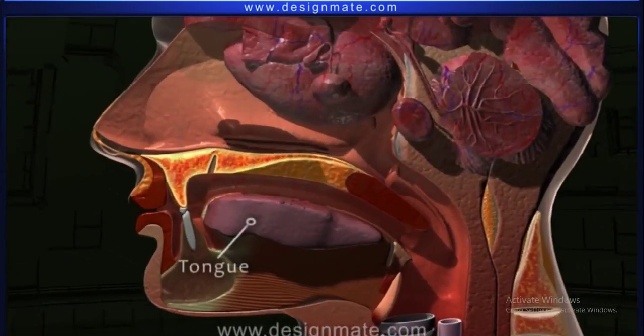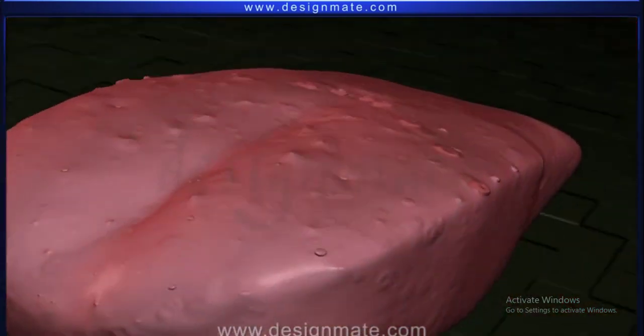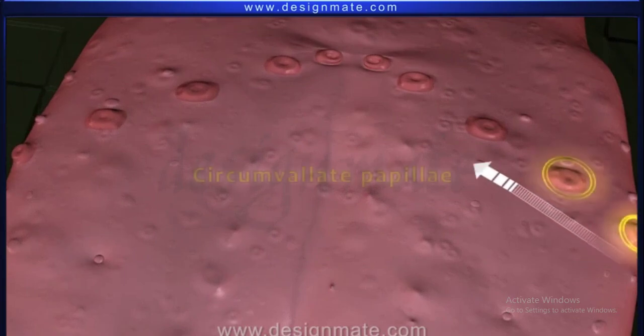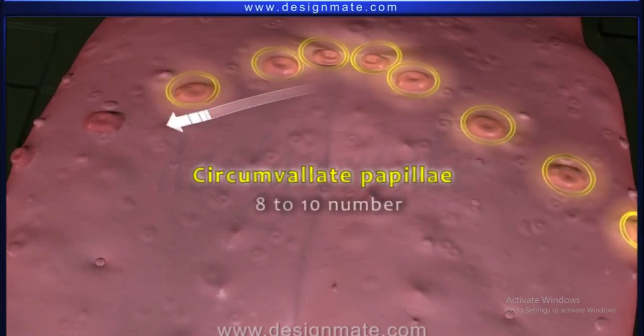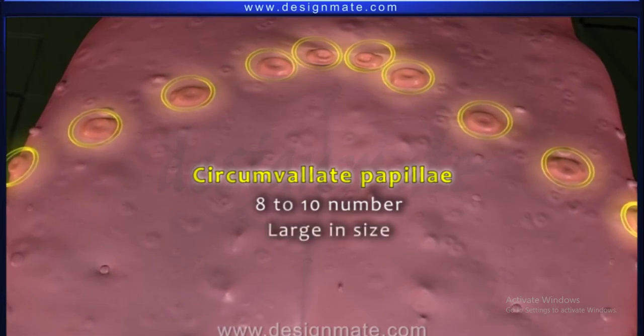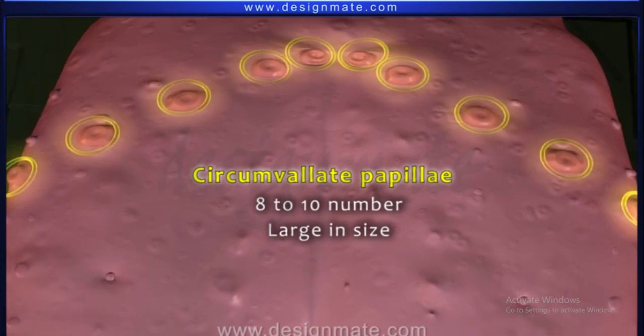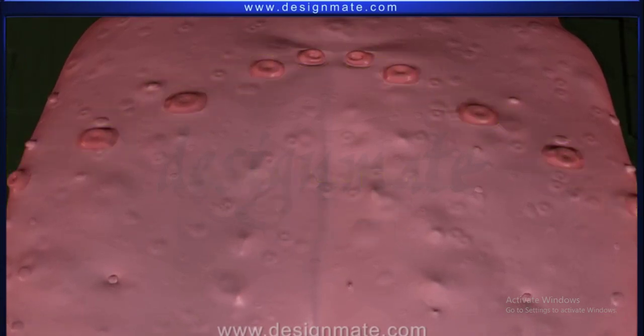Tongue is a thick musculosensory organ on the floor of the buccal cavity. 3 types of papillae are found on it. The circumvallate papillae are up to 8 to 10 in number. They are large in size and have a circular outline. They lie in an inverted V shape on the tongue.